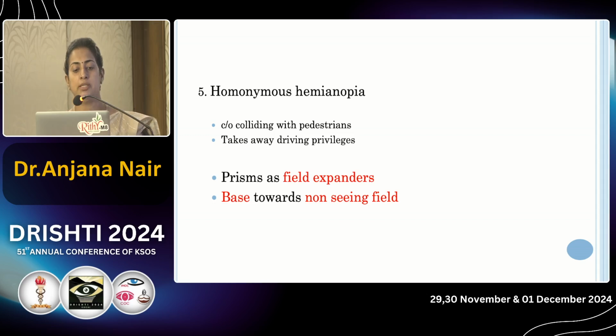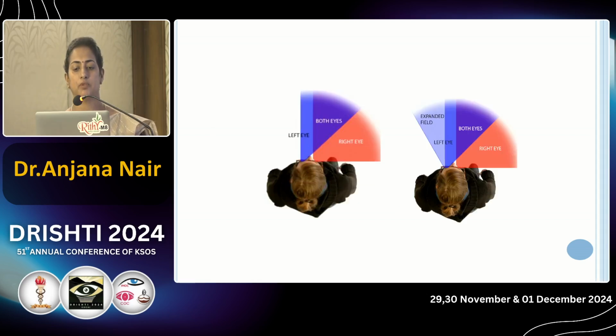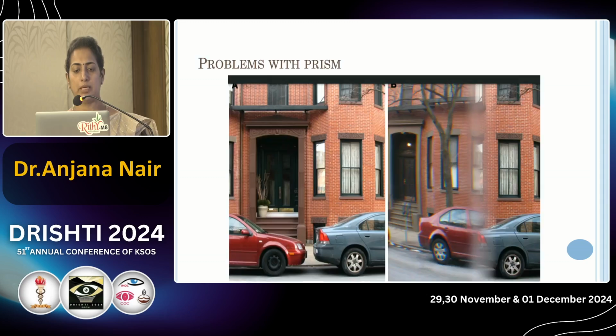And homonymous hemianopia is a scenario where prisms are used as field expanders, where your base direction of the prism should be towards the affected side or the non-seeing side. Here in the first picture is a left homonymous hemianopia. In the second picture, the patient views through the prism, so the field of view has been expanded towards the left. But prescribing prisms is also associated with many problems.